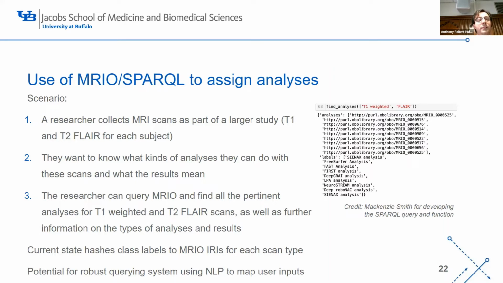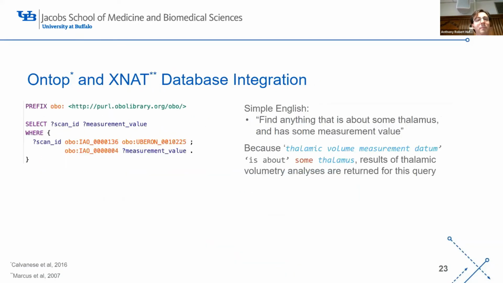Right now, it's just some simple hashing between the labels and the identifiers, but there's potential there for some more robust querying systems. If anyone is good with NLP, I've personally never done it, so I don't know much about it. And then finally, the ability to query data out of this platform was probably the most important part of this, to deliver a tool to clinical scientists.